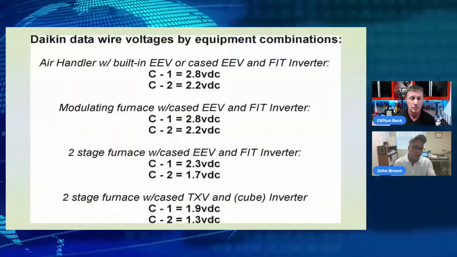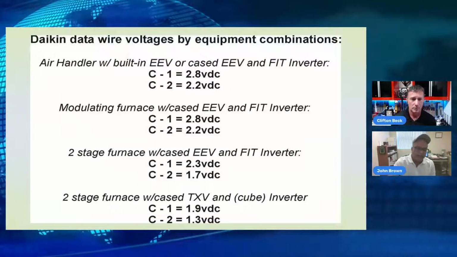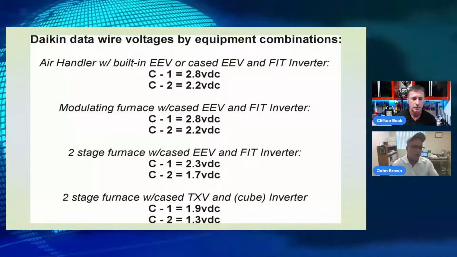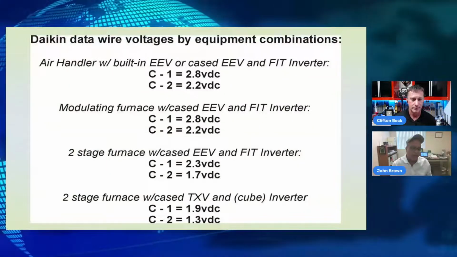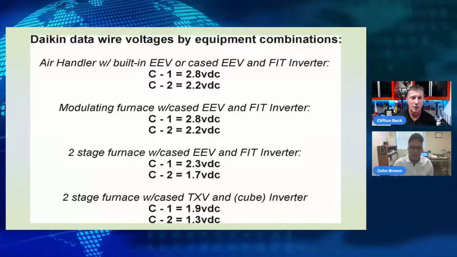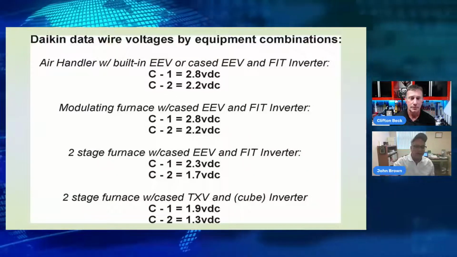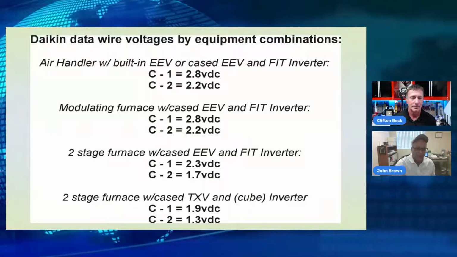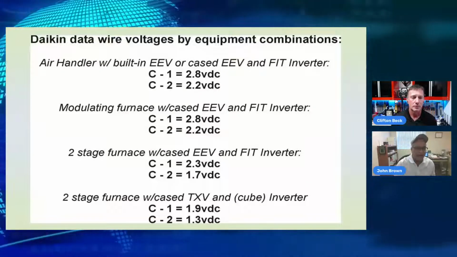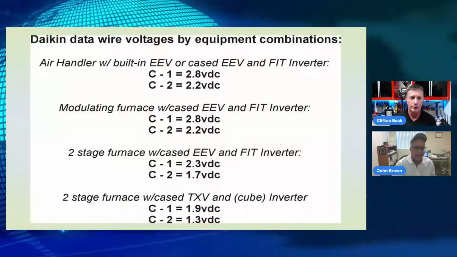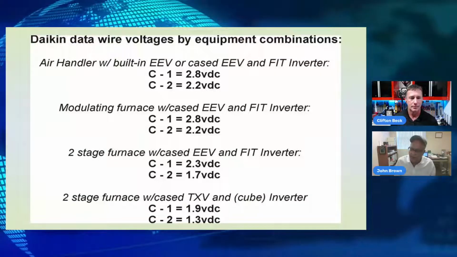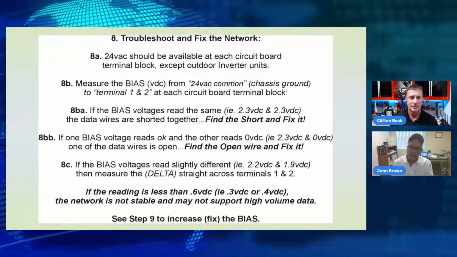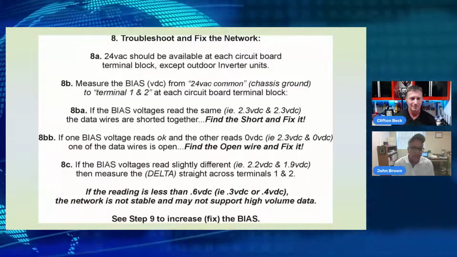So its voltages are 1.9, 1.3. But if you couple that two-stage furnace with an EEV cased coil, which is putting out 2.8, 2.2, you have to do the math. So 2.8 and 1.9, add it together, divide by 2, you get 2.3. 2.2 and 1.3, add it together, divide by 2, you get 1.7. In all of these cases, it's important to know what these voltages should be, but there's a shortcut: simply measuring across the data 1 and data 2.